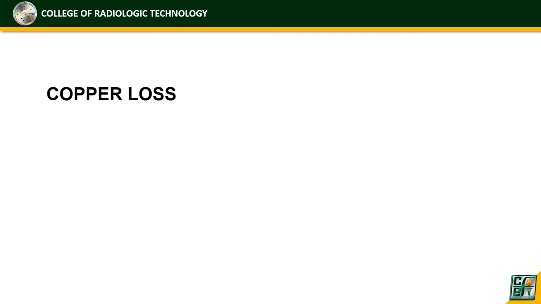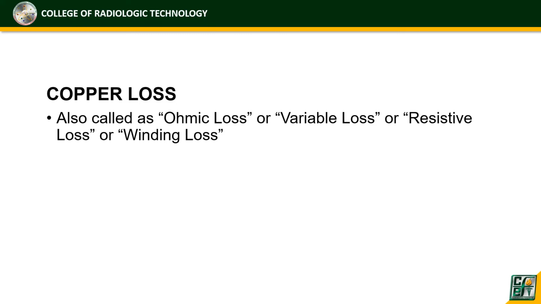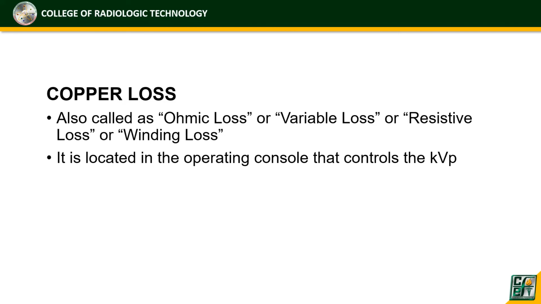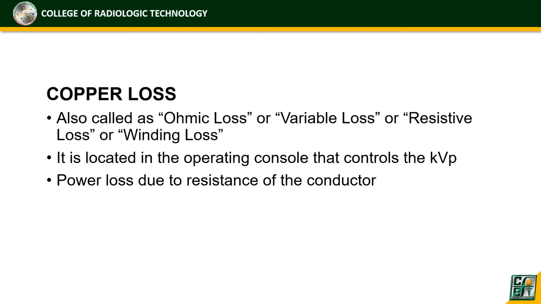Okay, first, copper loss. Diba? From the term pa lang, alam na natin kung saan nanggagaling or kung anong klaseng loss to. Copper loss. Bakit copper loss? Because most of the conductor that we are using are copper wire, di ba? So this loss is also called ohmic loss, variable loss, resistive loss, or winding loss. Okay, it is power loss due to the resistance of the conductor. Okay, in this case, the copper wire.